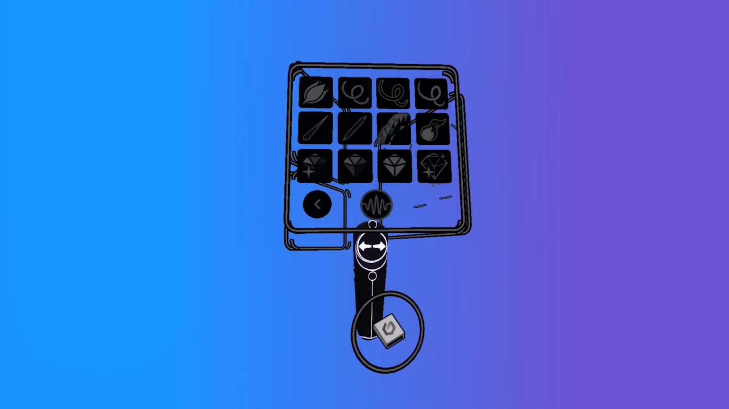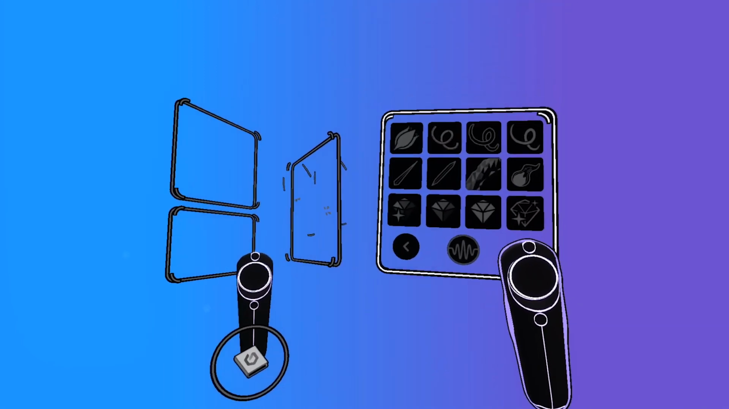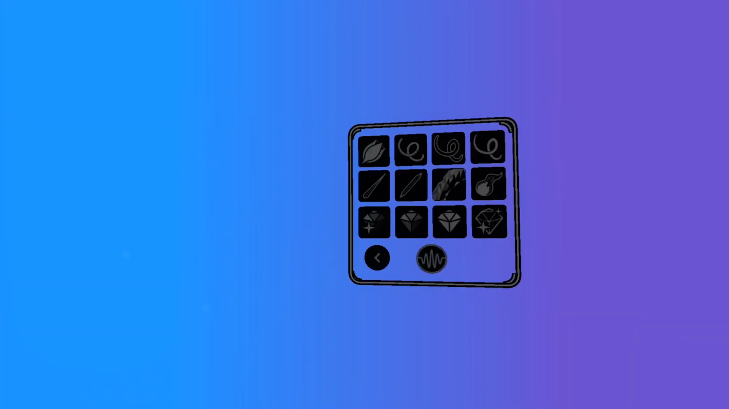The Brushes panel can be removed and replaced in your workspace by intersecting the panel. When it highlights, hold the grip button down to grab it.